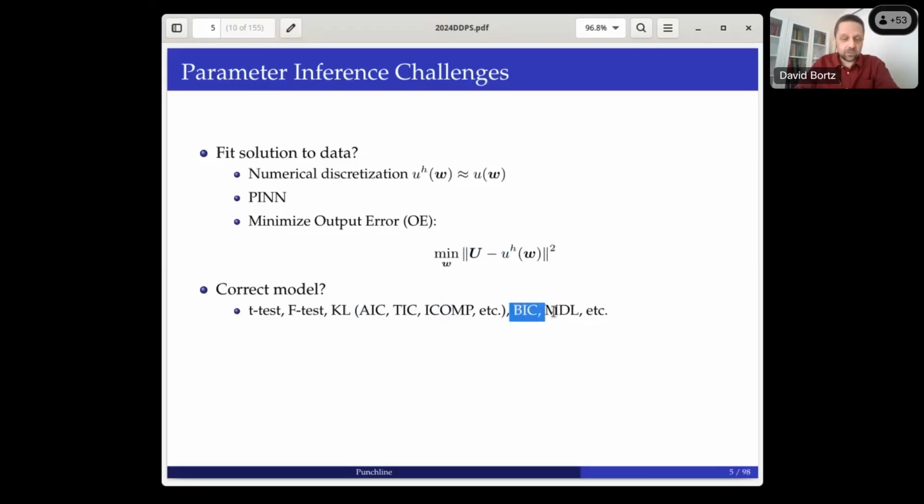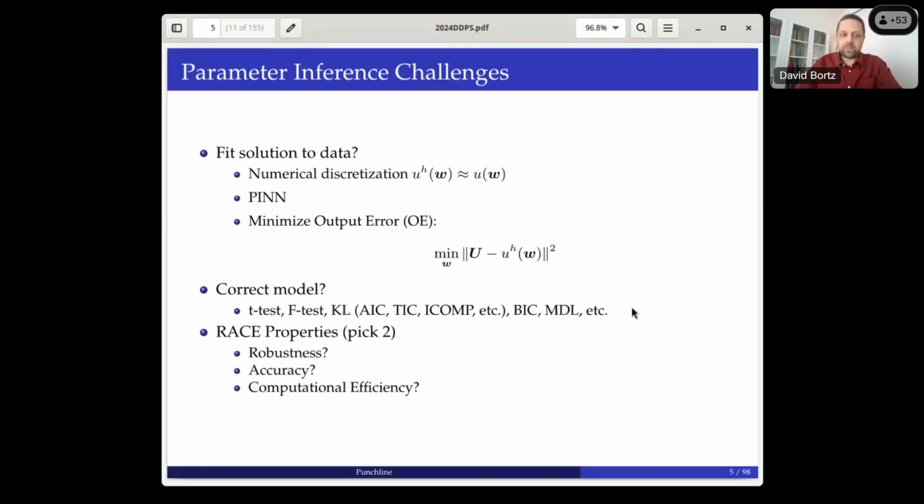There's the Bayesian world. There's more of the computer science world. So there are a lot of different ways that you can say how good the information flow from data to parameters is. Usually for the methods that people have come up with, you worry about robustness to noise, how accurate it is, and the computational efficiency, how fast this can be done. And usually for any method you come up with, pick two, right? You don't get all three.